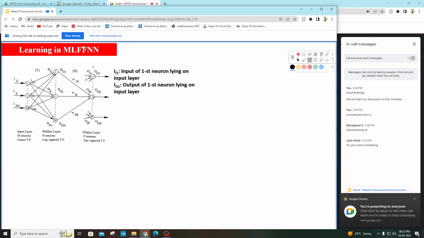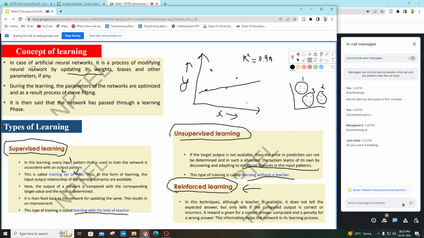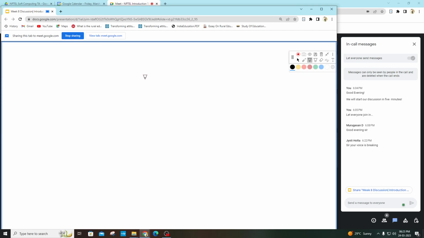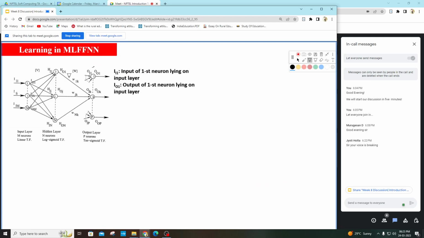So learning, you got it. Now basically in this slide I have told you how learning is done in a neural network. We do it by updating weights, biases and other parameters. Now we will learn how these weights, biases and other parameters are actually updated. So this is a diagram of a multi-layer feed-forward neural network.